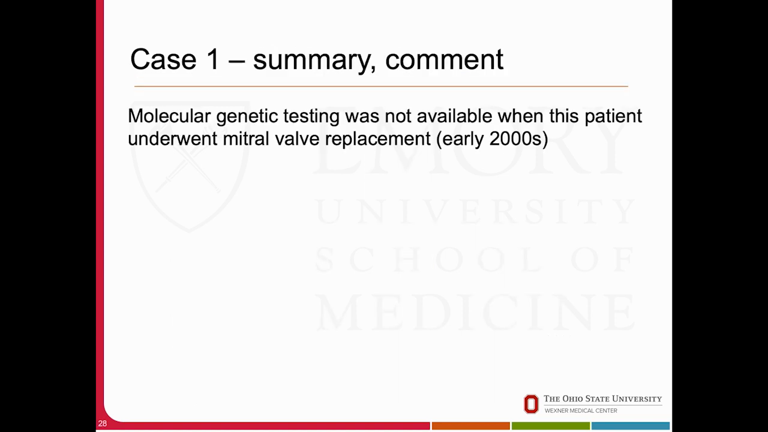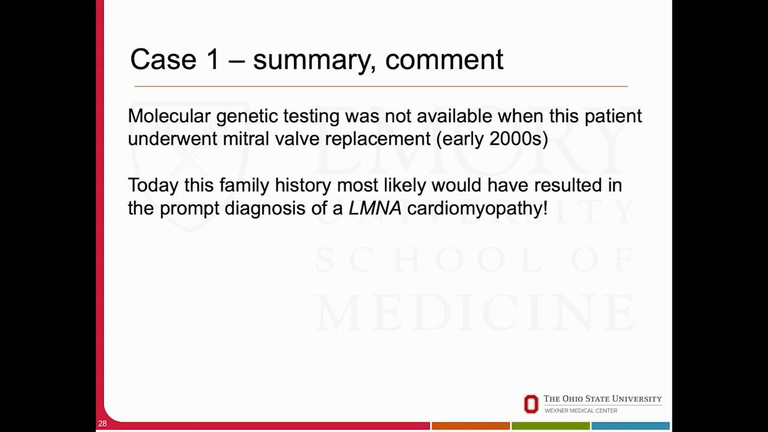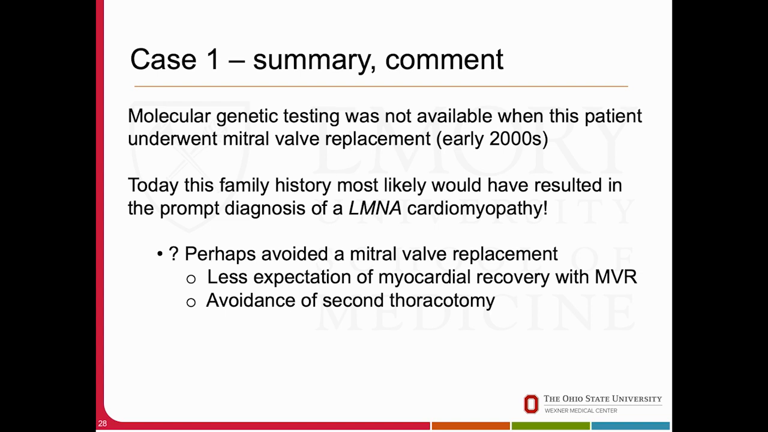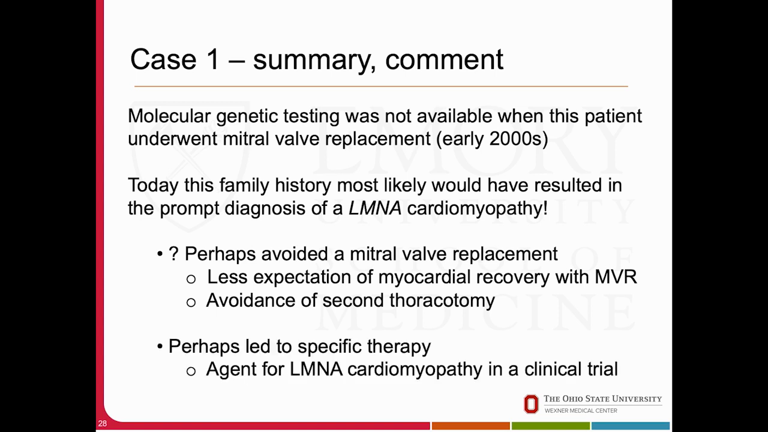So molecular testing wasn't available when this patient underwent mitral valve replacement. I do think that if you take a family history, this could have resulted in a LMNA diagnosis, and again, the EP guys, at least at OSU, are all over these cases like that. And could she have avoided a mitral valve replacement? I don't really know that question. That's complicated, and that's well beyond genetics and cardiomyopathy to some extent. It's really a difficult thing, but at least you would have known that it may have added some additional risk, that this heart may not get better with a genetic background.